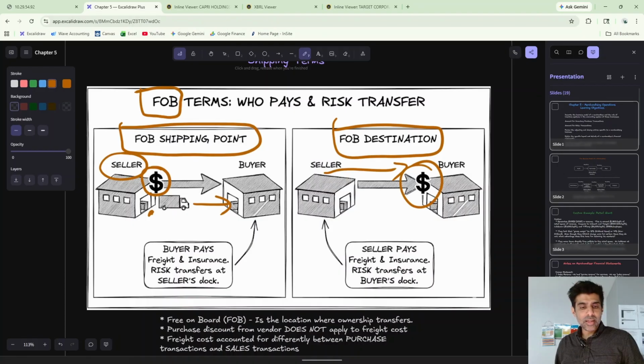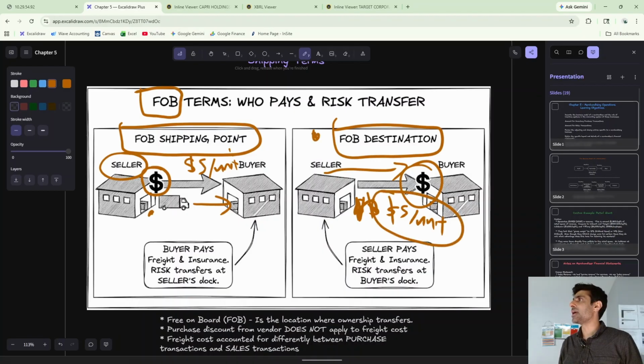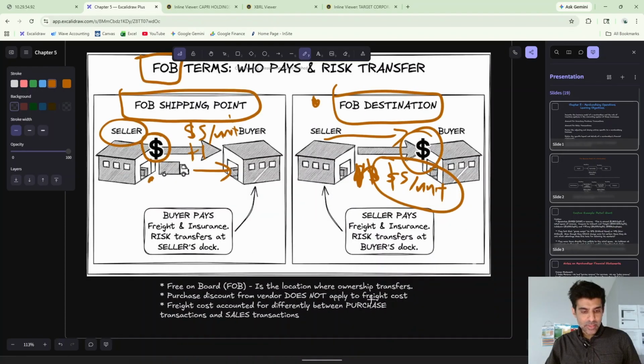So even though you can buy an item for $5 per unit, which one would you rather have? Which one is better, left or right? Yeah, this one, right? Because it's this price and you're getting it delivered to your location. This might be $5 per unit, but then you've got to pay plus $1 for shipping, so it's actually $6, apples to apples.